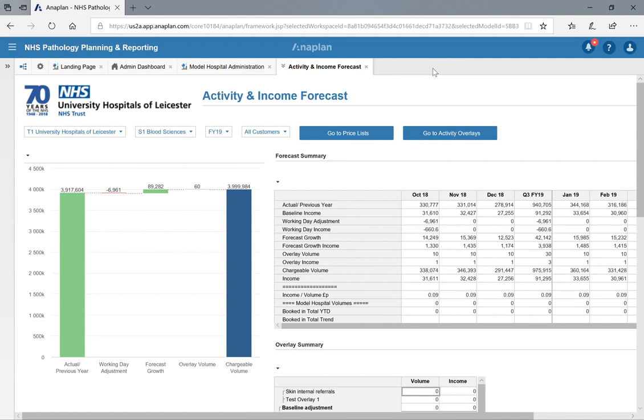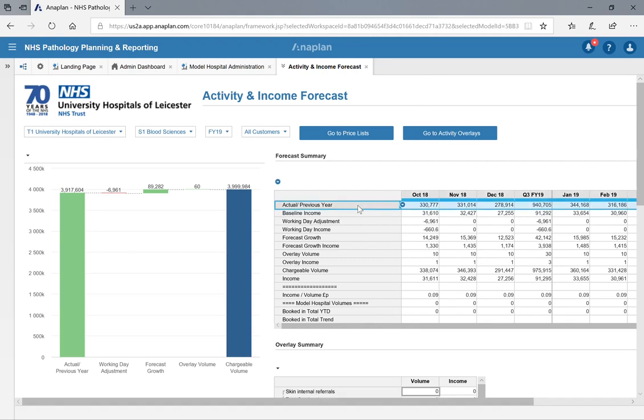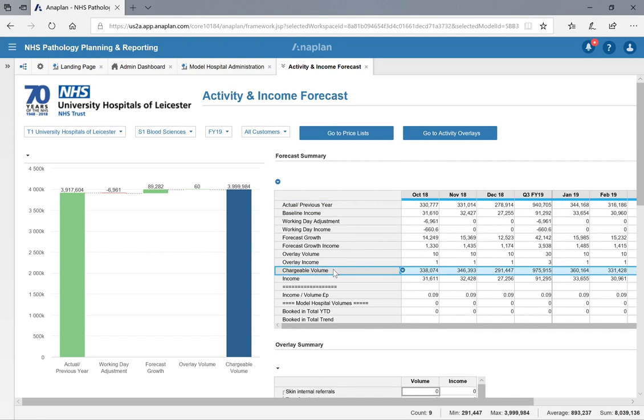The Activity and Income dashboard displays the bridging between the actuals taken from the same period the previous year and the final forecast. The bridging includes a working days adjustment, important for customers that only order pathology 5 days a week.